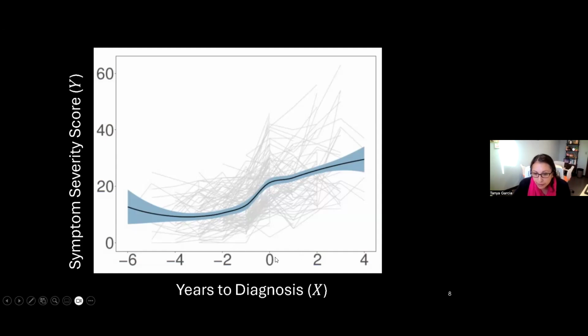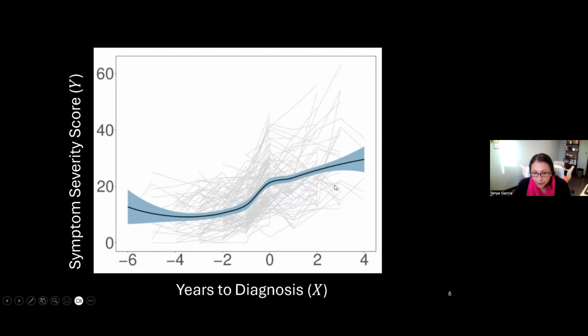So in this plot, 0 represents when an individual is diagnosed. -6 is 6 years before a diagnosis, and +4 is 4 years after a diagnosis. By doing this time shift and shifting the data, we now get a more realistic conclusion: far away from a diagnosis, the symptom severity is low or minimal. It gradually starts to worsen and then continues to worsen after a diagnosis. So this picture is much more representative of what we know about this disease.